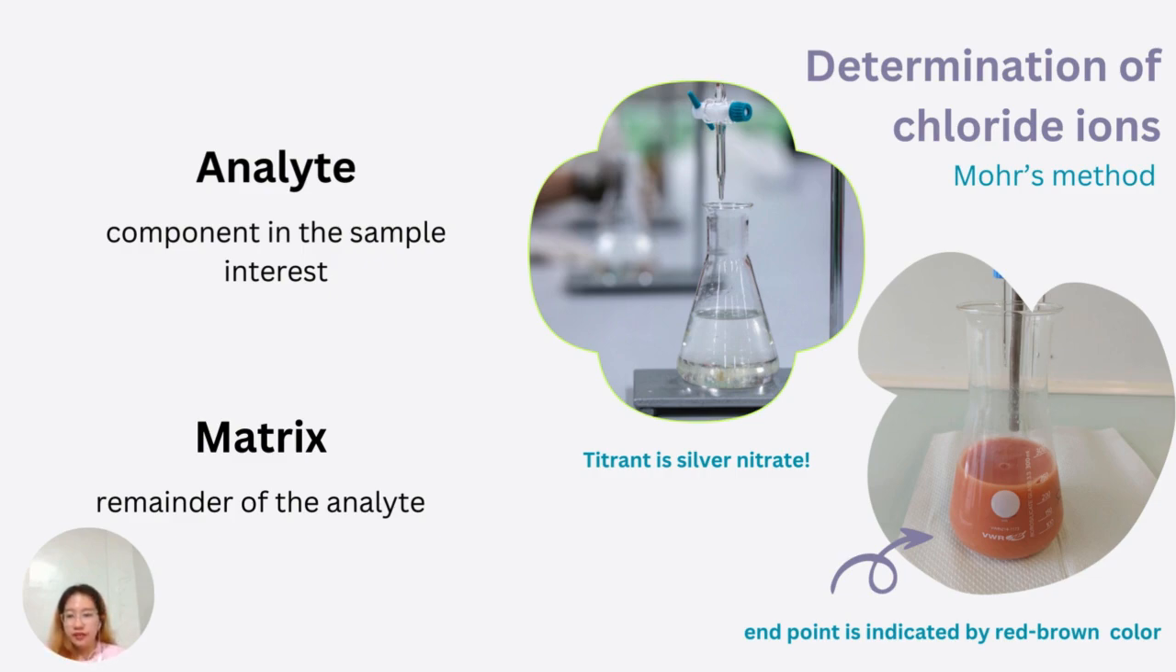Our titrant is silver nitrate, and our indicator is potassium chromate. Once you perform this titration, you will notice that the endpoint is indicated by a red-brown precipitate of silver chromate. Therefore, in the Mohr method of chloride ion determination, our analyte is the chloride ions in a water sample, while the matrix is the rest of the sample.